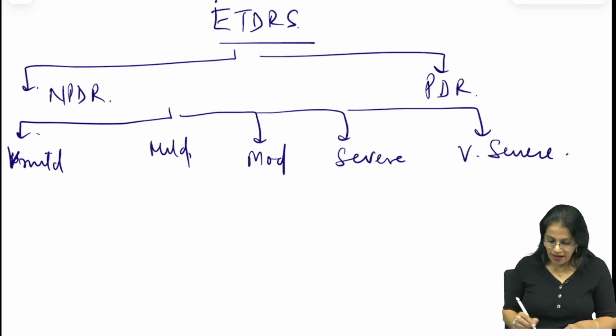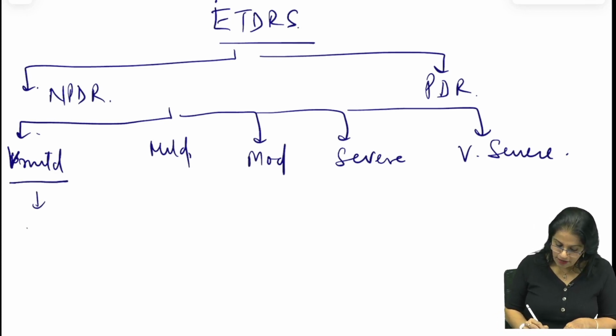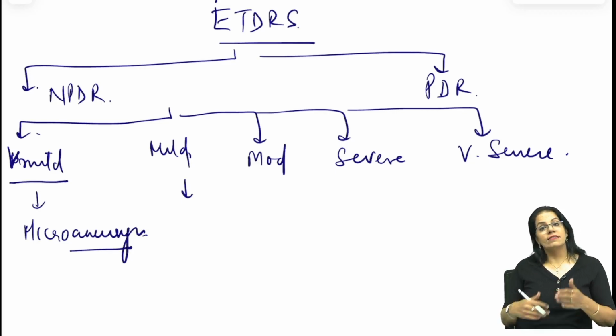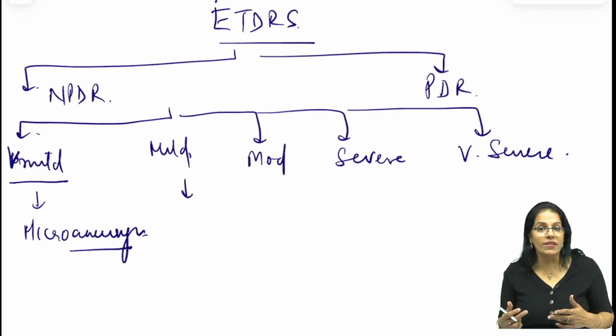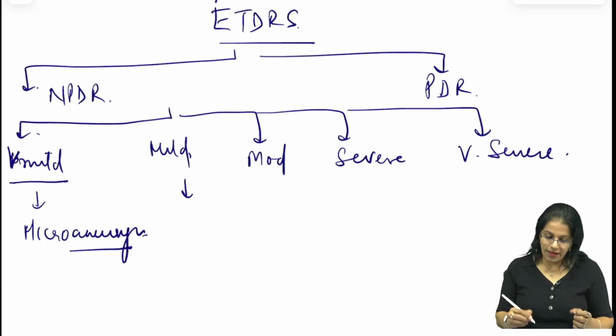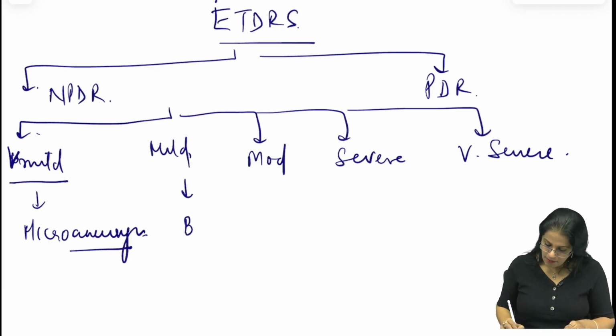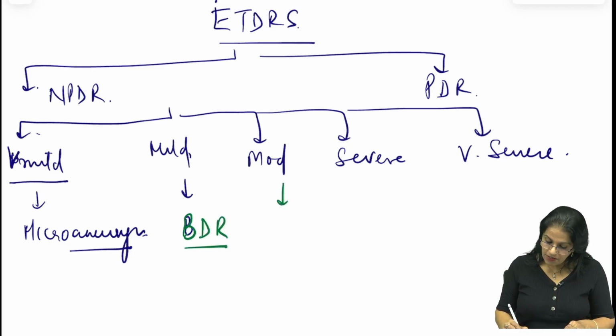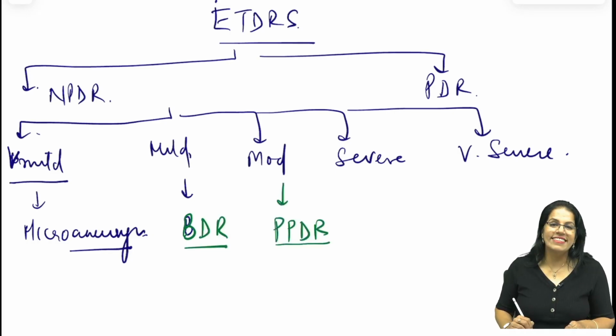Okay? So, we have to quickly learn. Very mild means when there are only microaneurysms, this is very mild, right. Mild means what? Mild is all the features of BDR, background diabetic retinopathy, that is along with microaneurysms we have hemorrhages and exudates, this is your mild. So, all the features of background diabetic retinopathy is mild, easy. Then what is moderate? All the features of pre-proliferative diabetic retinopathy is moderate, easy.